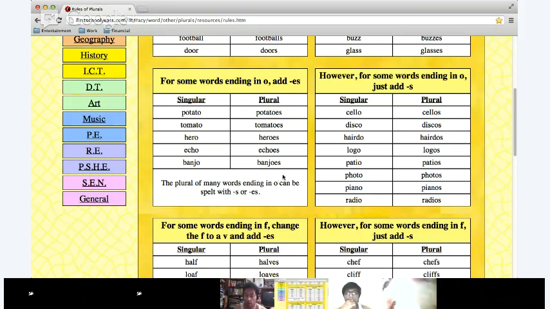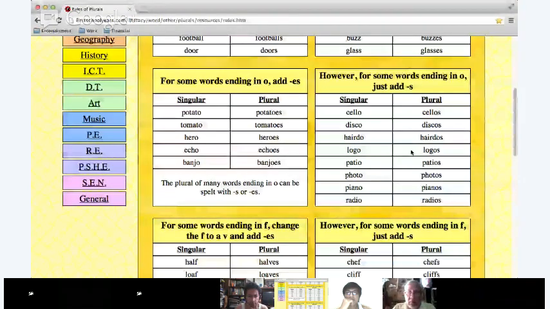Good, good. Now, this list over here is a pretty good list of the plural words where we add an ES to the ending of that O. There may be more, but these are the most common. So it would be good to learn these. The rest of them, if they have an O at the end, we just add an S. And here, that S sounds like a Z. Cellos, discos, hairdos. We would not say hairdos with an S sound. It's a Z sound. Logos. Things like that.